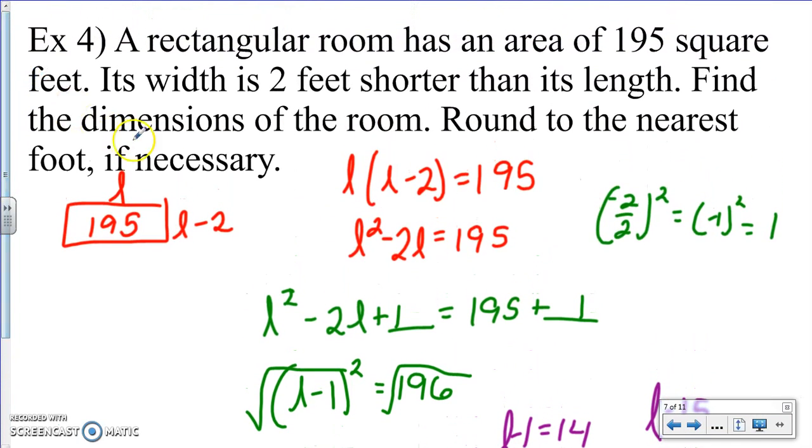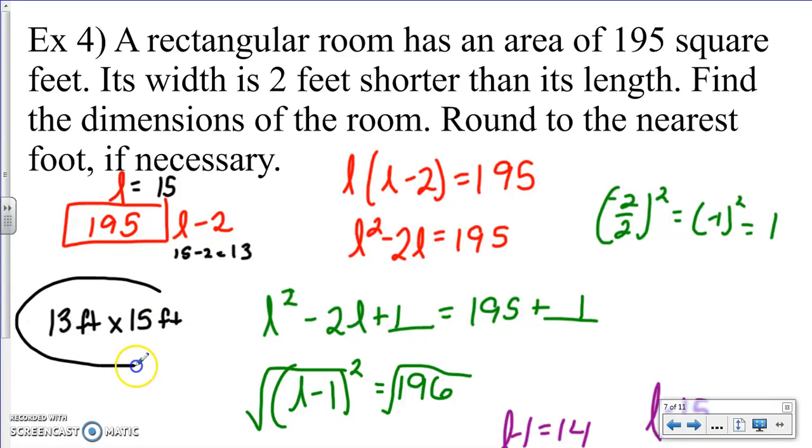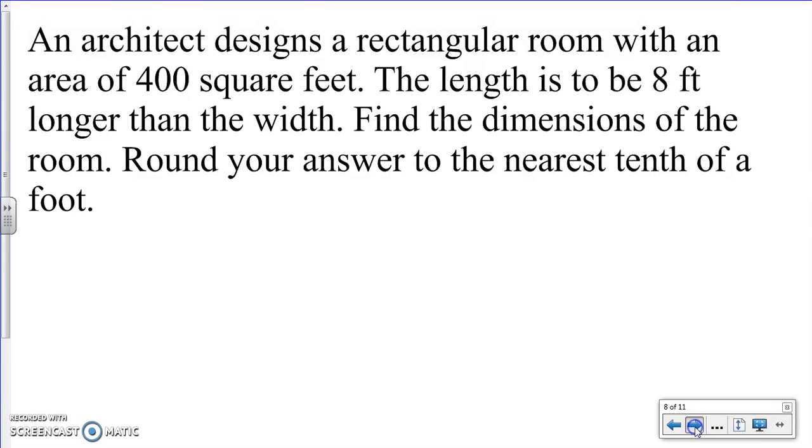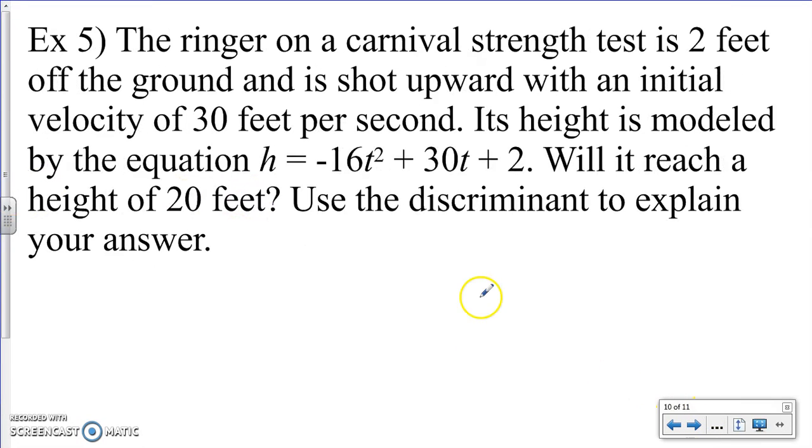Okay, they want us to find the dimensions, so that means I need to do 15 minus 2 here, which gives me 13. So the room is 13 feet by 15 feet. You could switch the order there and I would take it. If you wanted to check, you could do 13 times 15 just to make sure you get 195 for an area, which we do. Okay, so there's one more there, try that. Last example. Sorry, there's two problems, try those.